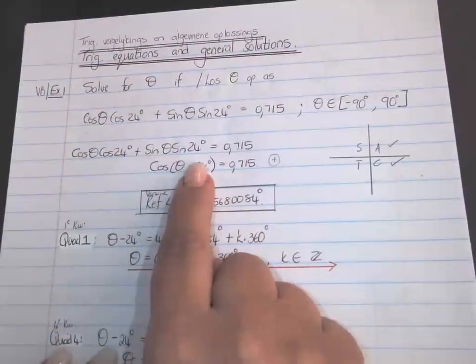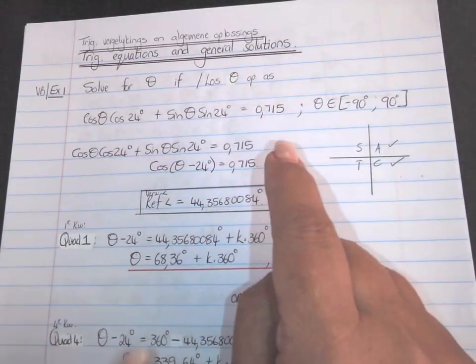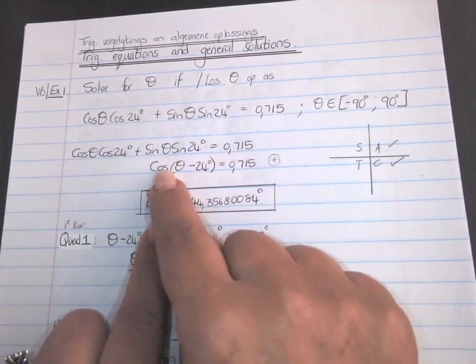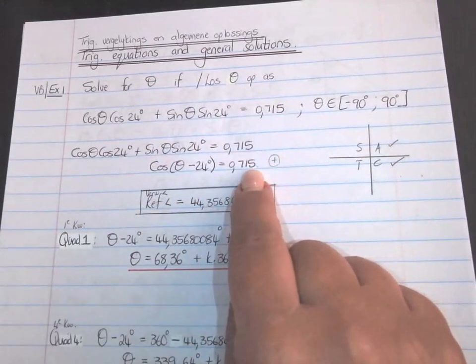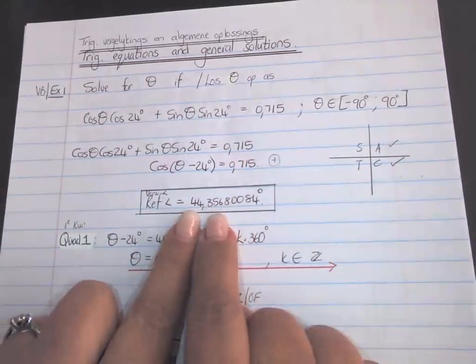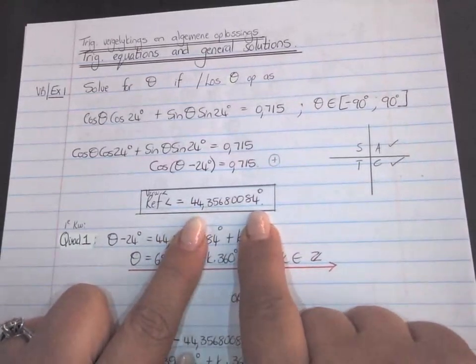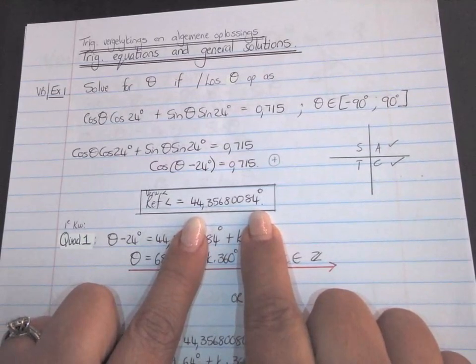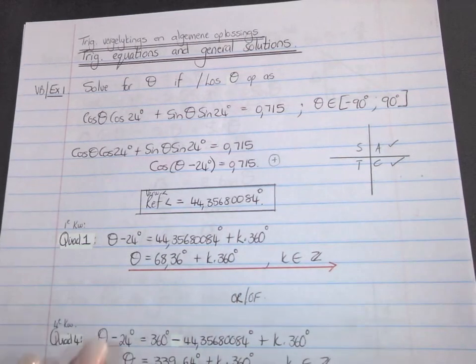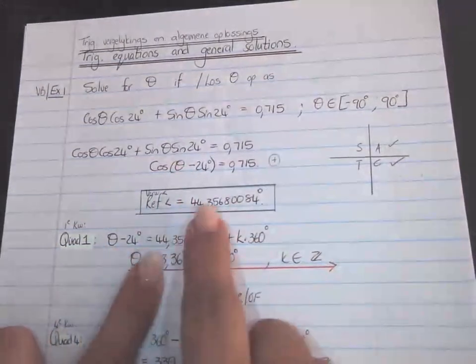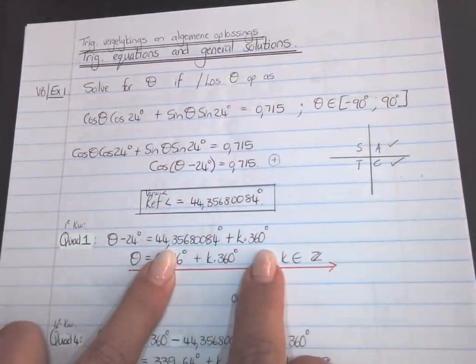This is what you write here, and your reference angle will be that one. So the cos of that is 44, and you write all the digits because this is not the final answer. So in the first quadrant, theta minus 24 degrees will be equal to this one plus k times 360.